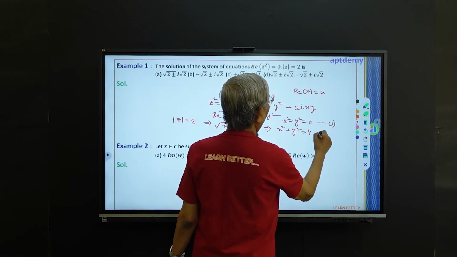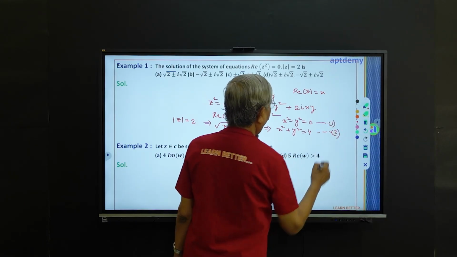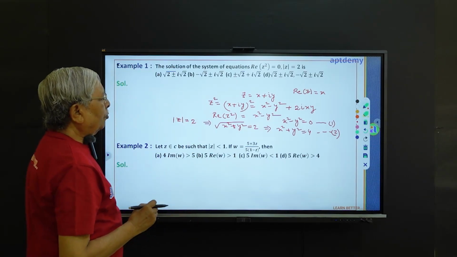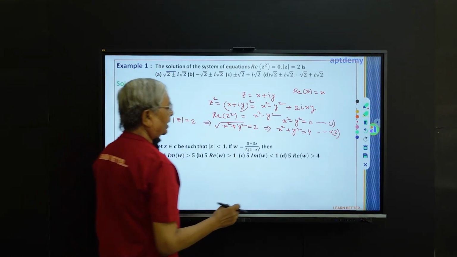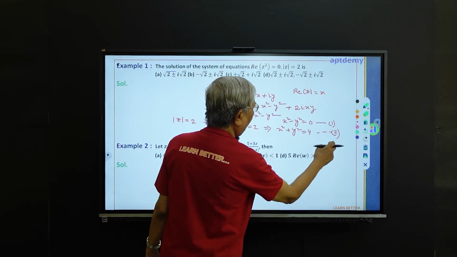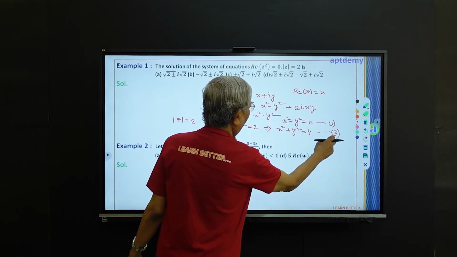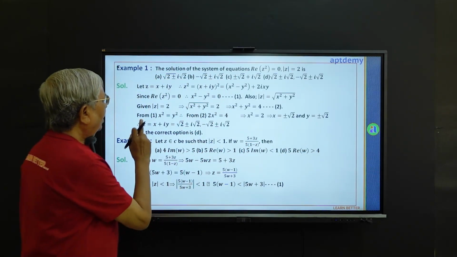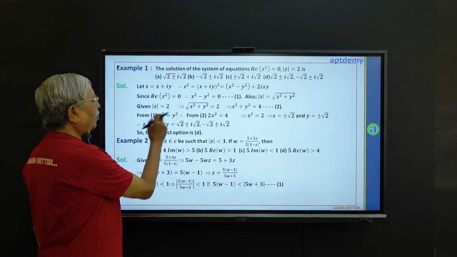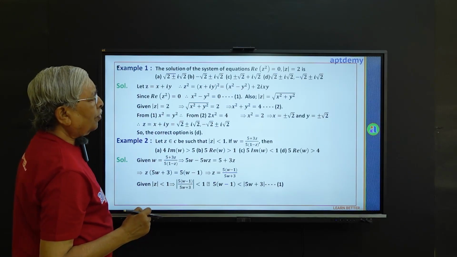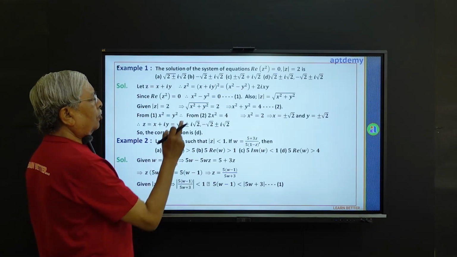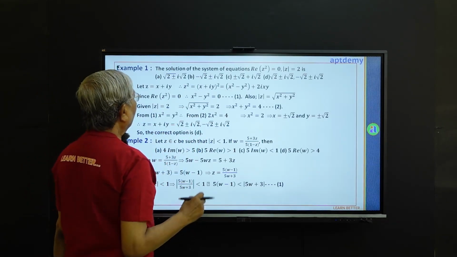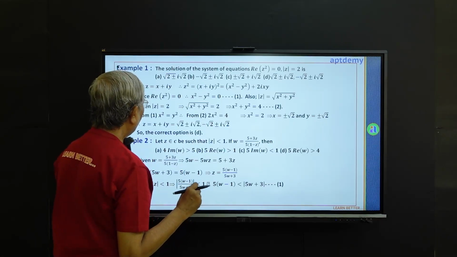Next, you have to solve these two equations to find x and y, and therefore you have to detect which of these options is correct. The details of the calculation are given on the next page. From equation number 1, we have got x equal to plus minus root 2 and y also equal to plus minus root 2. So z is equal to this one. So the correct option is D.